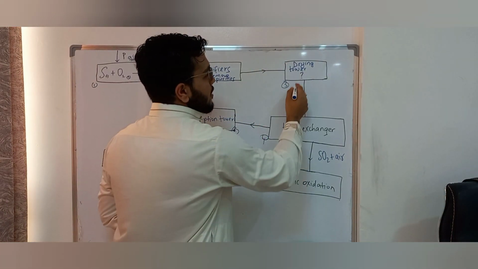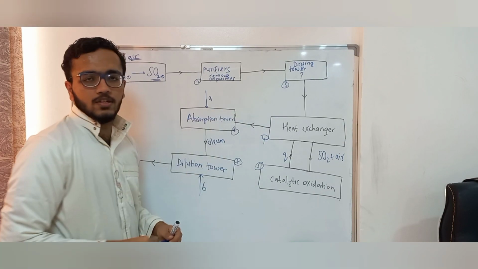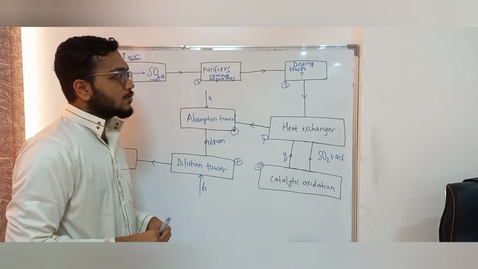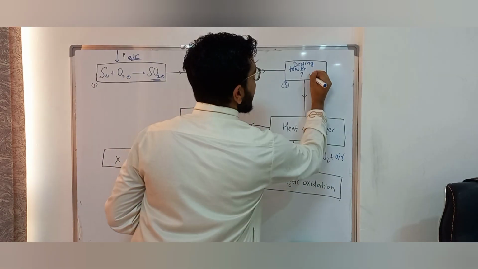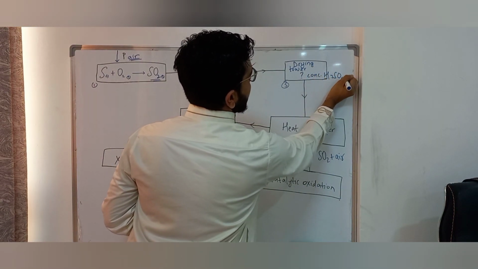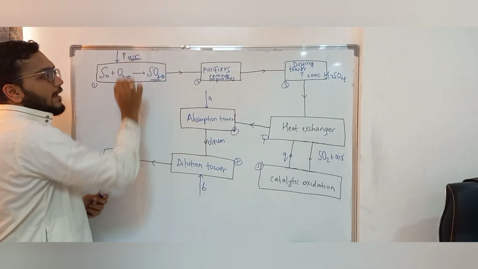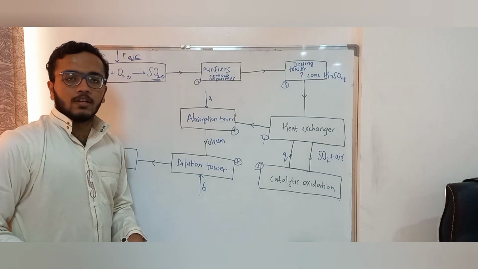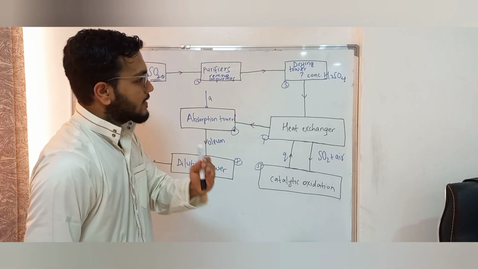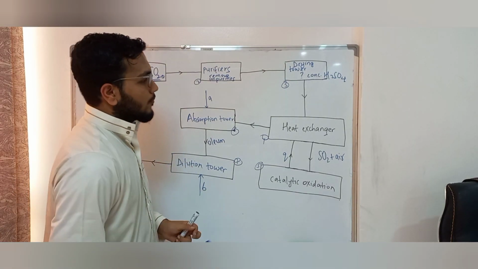We go to step number 3, drying tower. What is the question mark asking you? Which drying agent is used? Which drying agent is used here? It is without a doubt concentrated sulfuric 6 acid. That is the drying agent used to dry SO2 and air in the drying tower, to remove moisture, to prevent any poisoning of the catalyst.